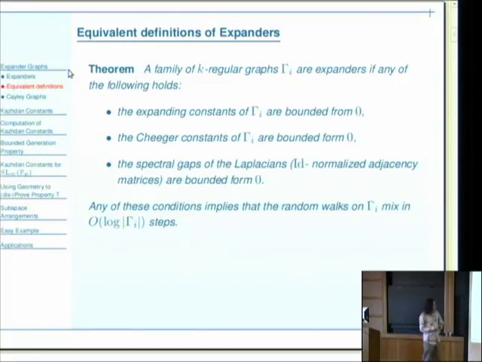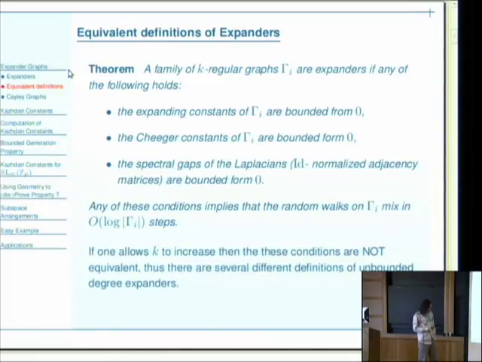All of these conditions imply that if you take a random walk on the graph, you're going to get a relatively good mixing time. And the mixing time is going to be logarithmic in the number of vertices. The constant depends on one of the constants here. So if you know any of these constants, you can bound the other two. There are some inequalities which are a bit long, but not terribly long.